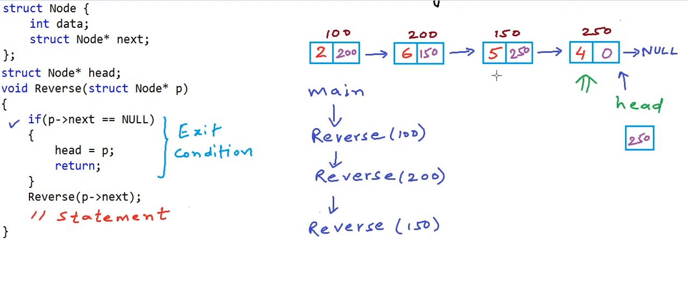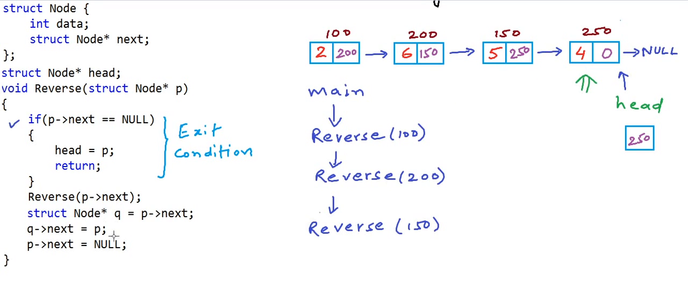So till 250 we are already reversed. Now when we come to 150, we can make sure the list is reversed till 150 when we finish the execution of reverse 150. To do that, we can write statements like this. We will have to do two things. We will have to make this guy point to this guy, so we will build this link, and we would have to cut this link and make this guy point to null, and that's how the list till address 150 will be reversed after we finish this call. So I've written these 3 lines in my function that will execute after the recursive call. They will execute when the recursion is folding up and we are traversing the list in the backward direction.